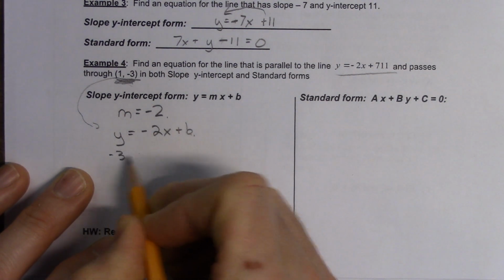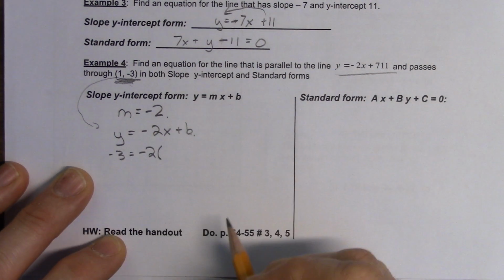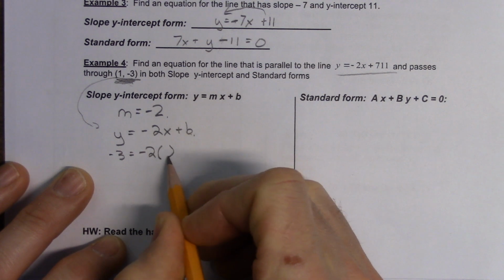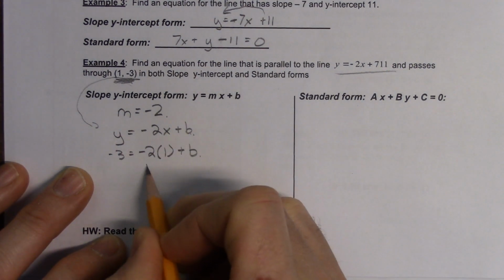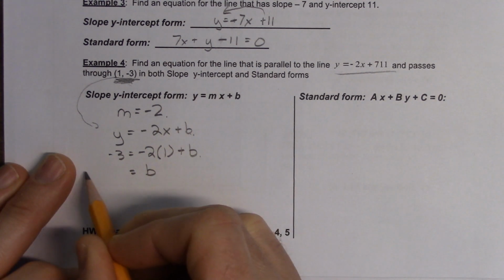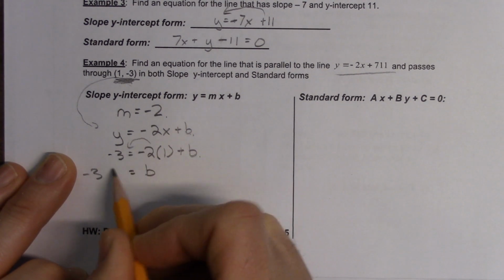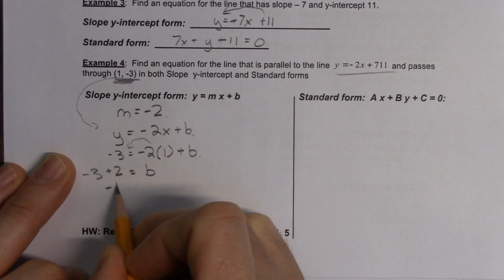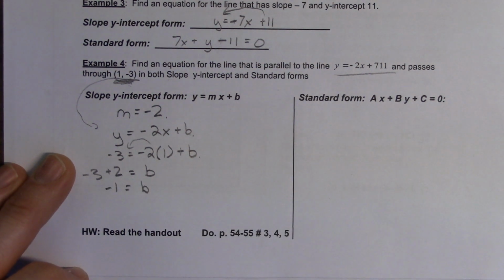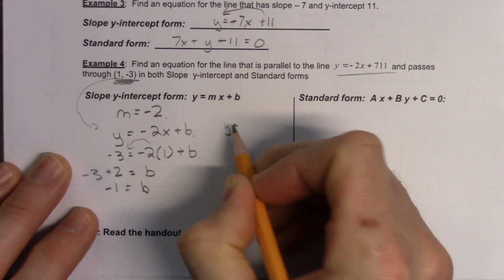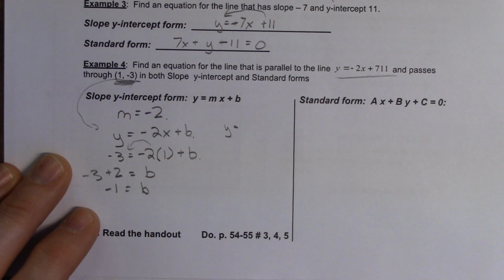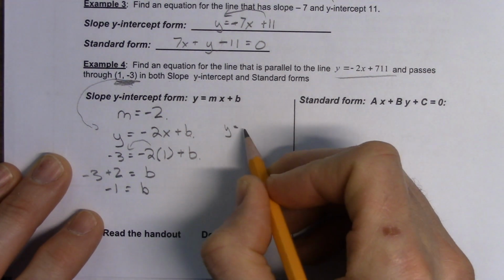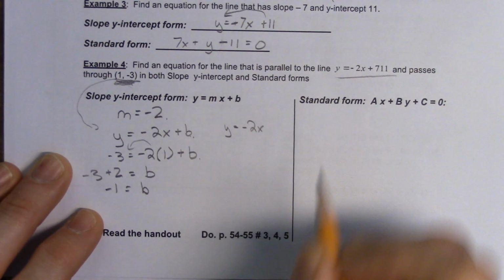Equals -2 what? 1 plus b. Okay? Now I'm going to solve for b here. So I get -3. The 2 comes over. Plus 2. We get -1 is equal to b. Alright? So then our equation for the line becomes, Douglas? y equals -2x plus -1.